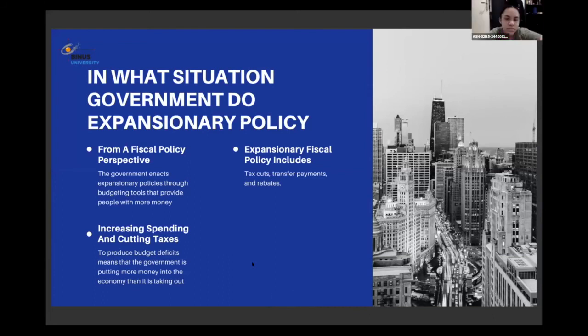Next. In what situation does the government do expansionary policy? From a fiscal policy perspective, the government enacts expansionary policies through budgeting tools that provide people with more money, increasing spending and cutting taxes to produce a budget deficit, which means that the government is putting more money into the economy than it is taking out. Expansionary fiscal policy includes tax cuts, transfer payments, and rebates.